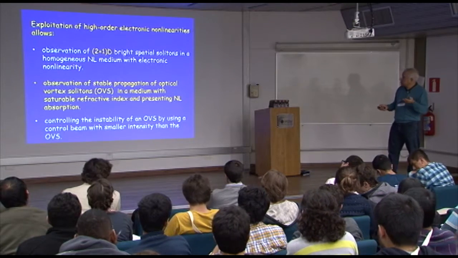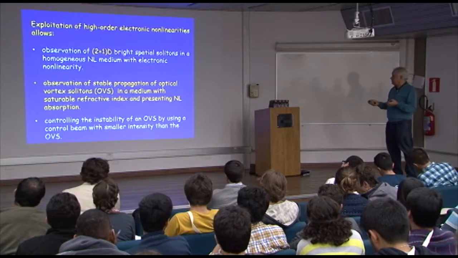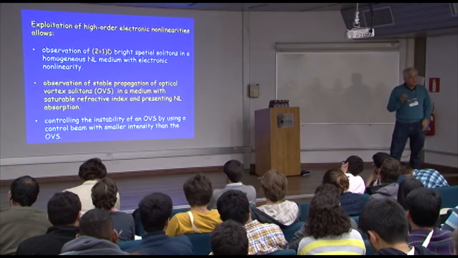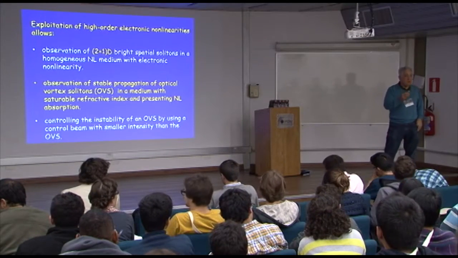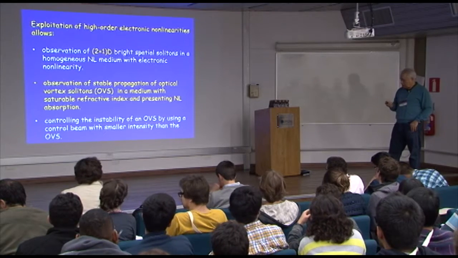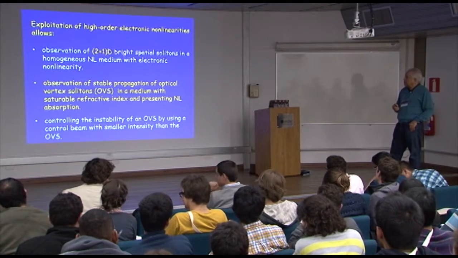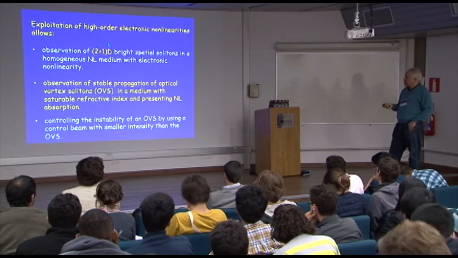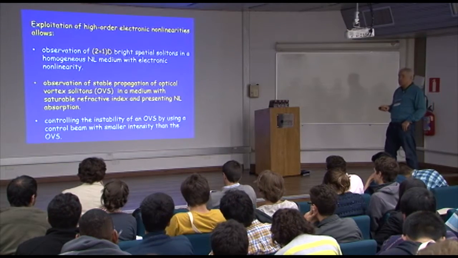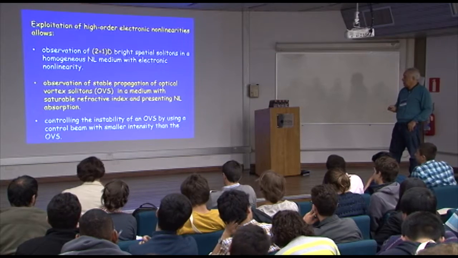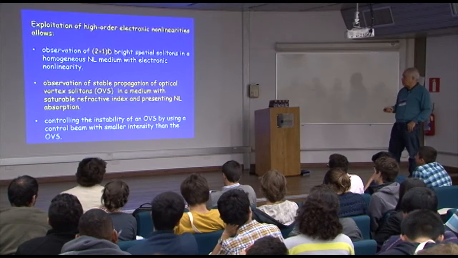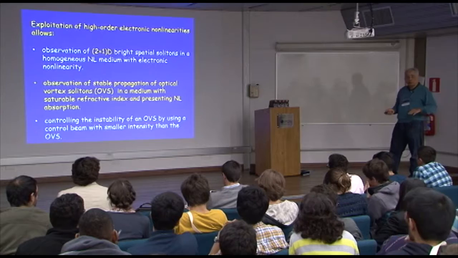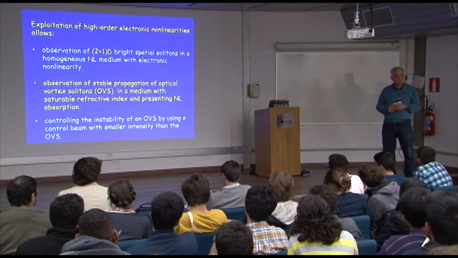So you can see that by exploiting this high order electronic nonlinearity, we could do this kind of experiment. In this case, we did not go very far, just chi-5. Just chi-3 and chi-5 were exploited to observe this effect. So it was possible to observe for the first time these bright spatial solitons in a homogeneous medium with local nonlinearity. It was possible to observe the stable propagation of optical vortex solitons in a medium with saturable refractive index. And it was possible to control in some way the instability of the OVS.